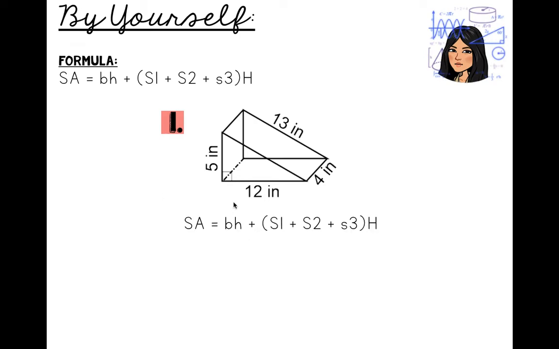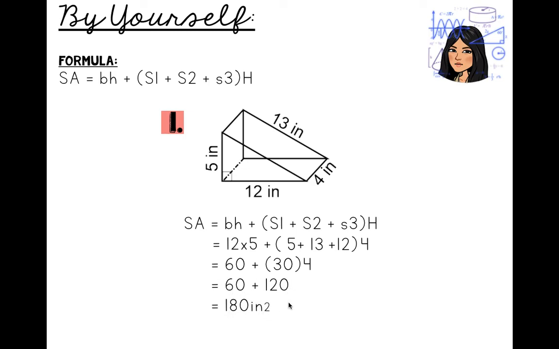Okay, so let's begin. Base times height is 5 times 12, or 12 times 5, plus side 1 is 5, side 2 is 13, and side 3 is 12. Okay, and then our height, of course, is 4. So 12 times 5 is 60. 5 plus 13 plus 12 is 30, times 4. So order of operations, we have 30 times 4 is 120. So 60 plus 120 is 180 inches squared. And don't forget to box your answer. Okay, guys, so that is all. That's all you have to do for the surface area of a triangular prism.